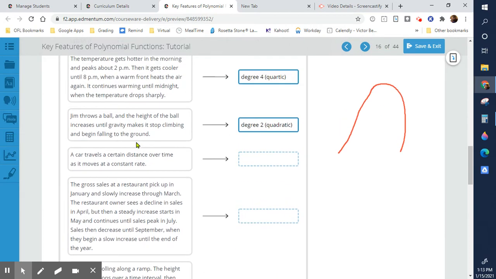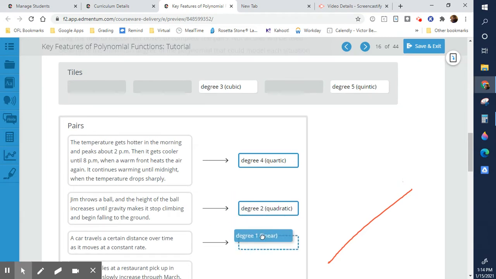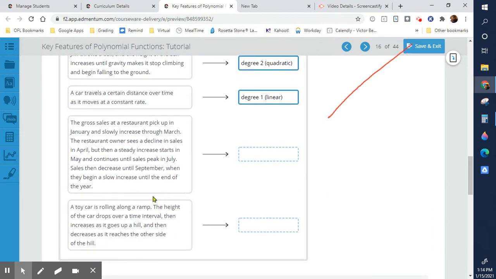and decrease. A car travels a certain distance over time, and it moves at a constant rate. So it's constant, like nothing's making it go up, nothing's making it go down. Anytime you hear the words constant rate, you want to think straight line. So that's going to be a linear polynomial, degree 1. Let's take a look at this one.